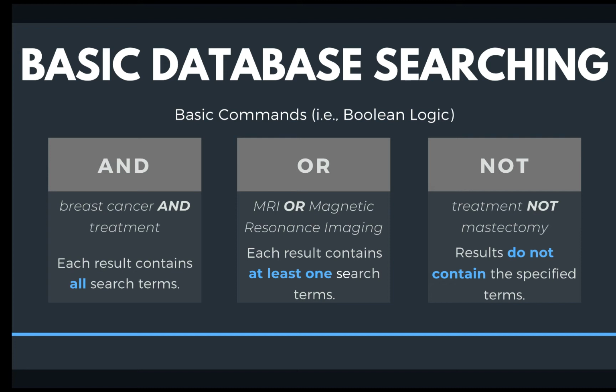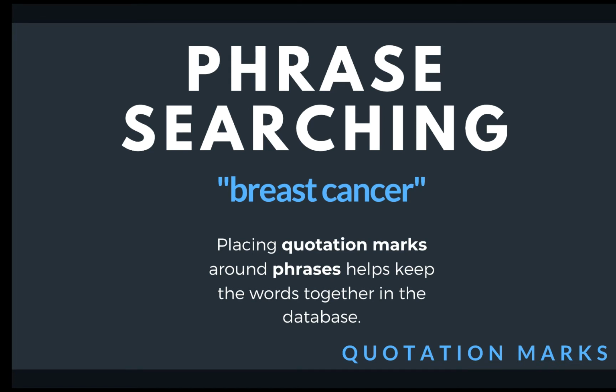Not is the last of the Boolean operators, and it is used to exclude keywords from our search results. We can use this if we have enough research on that particular topic, or we want to focus our research more. In this example, we want articles on treatment but not mastectomy. Not narrows our search results. Another database search trick is something called phrase searching.